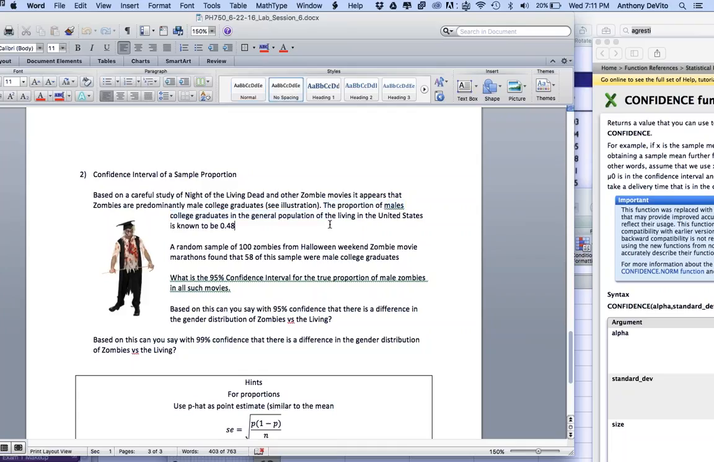Proportion of male. Okay, here we go. Now this is one where we're working with a proportion. Careful study of zombie movies, it appears that zombies are predominantly male college students. Here you can see one, the recent graduate from the School of Public Health there on the left. The proportion of male college graduates in the general population in the United States is known to be 0.48.